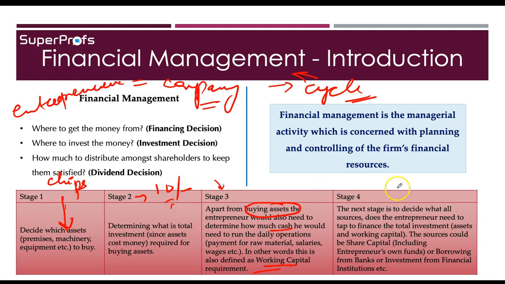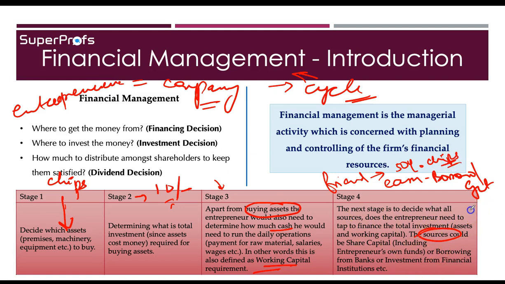Now, the next stage, stage 4, for any entrepreneur would be to decide what all sources the entrepreneur needs to tap to finance the total investment. That means from where all he or she can earn or borrow or get the money. These sources can be different sources. In your case, it was your friend, and he or she gave you the money in return for 50% of the chips, half chips, right?